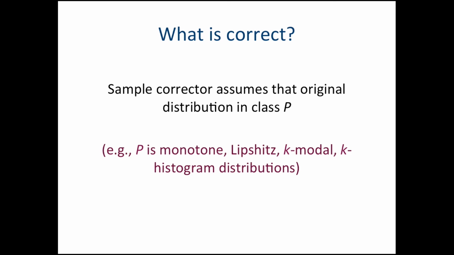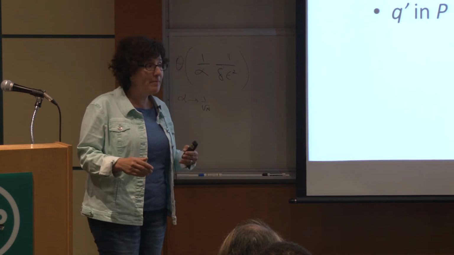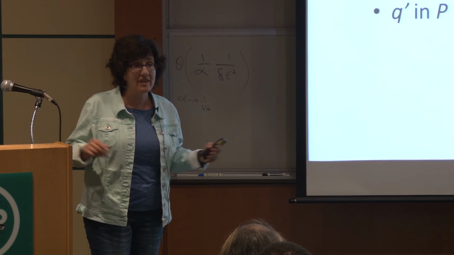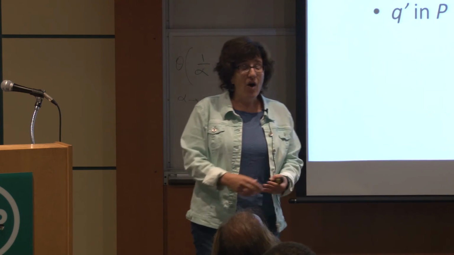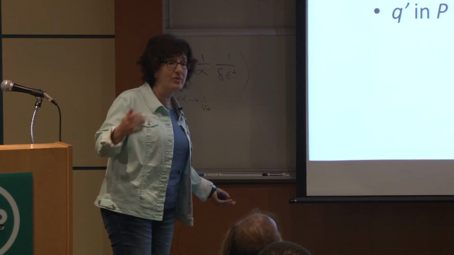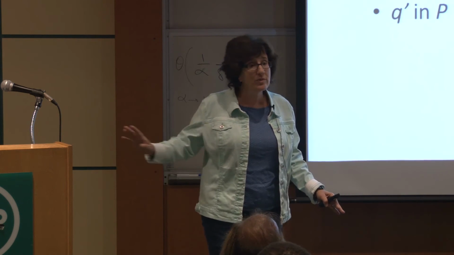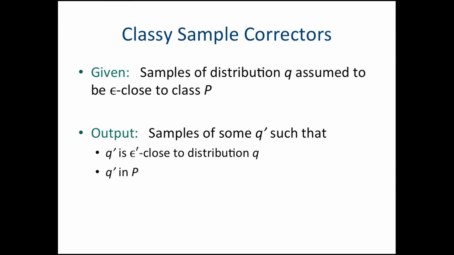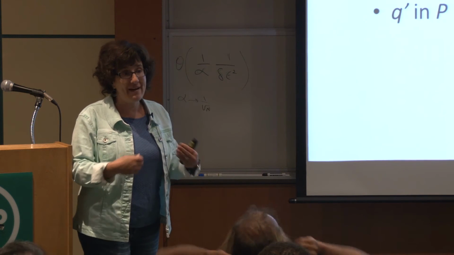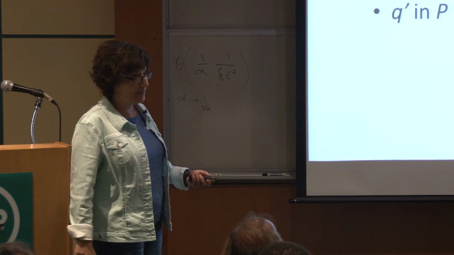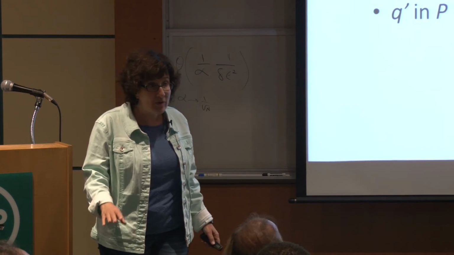Okay, so that's what we're going to do. You're given samples of some distribution Q, and it's supposed to be epsilon close to some member of a class P. So P is a collection of distributions that have the property. P could be all unimodal distributions. And now we've tested Q and we've shown it's epsilon close in L1 distance to unimodal. But now I want to correct it to be unimodal. So we're going to output samples of some Q prime such that Q prime is still close to our Q, but it has the property that we wanted. Q prime is going to have the property of unimodality, or whatever it is that we're assuming in P. Okay, so that's the model we'd like to propose.